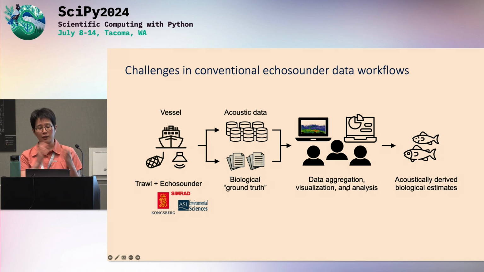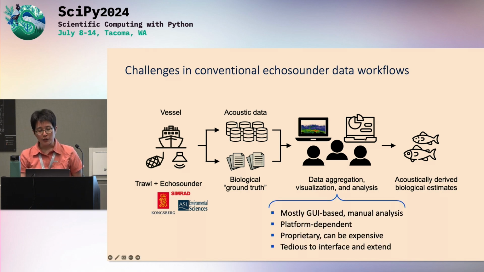So scientists will take this data, aggregate it, look at it, and then do analysis on it, and finally come up with acoustically derived biological estimates. These are things like biomass and abundance. But if you look at things again, most of the software used in this community is mostly GUI-based. A lot of analysis has been done manually. Most of the software packages are platform dependent and cannot take advantage of cloud scalable resources. A lot of them are proprietary and can be very expensive.